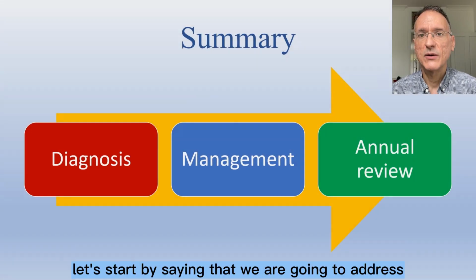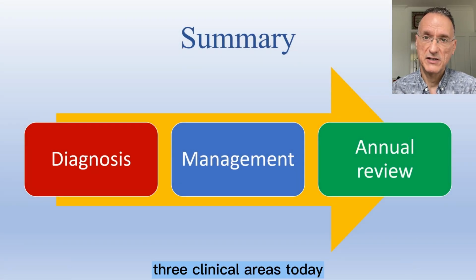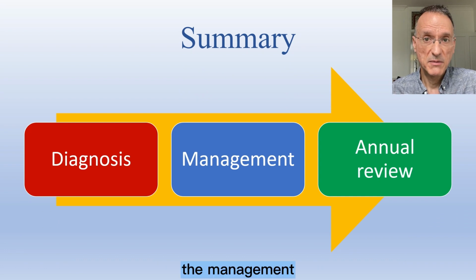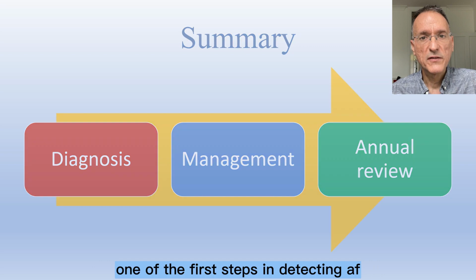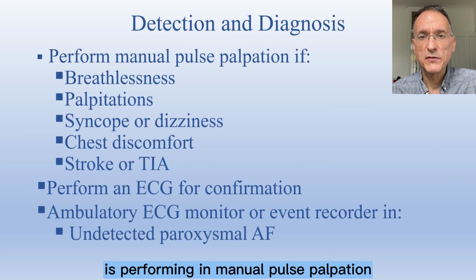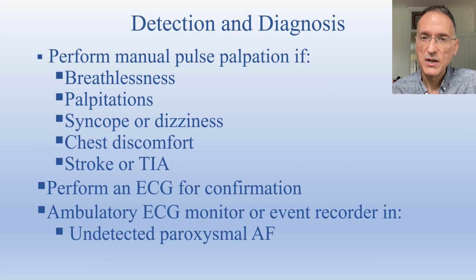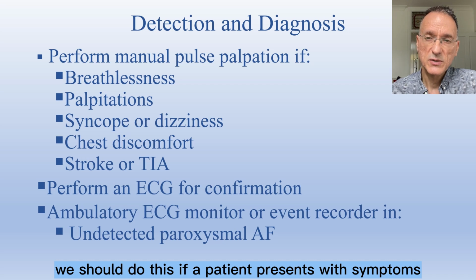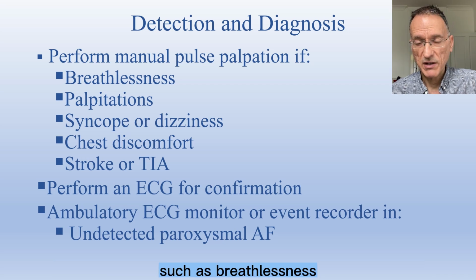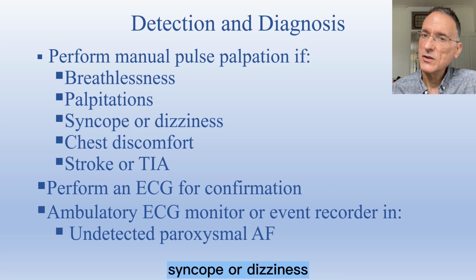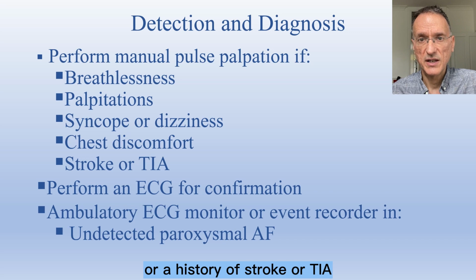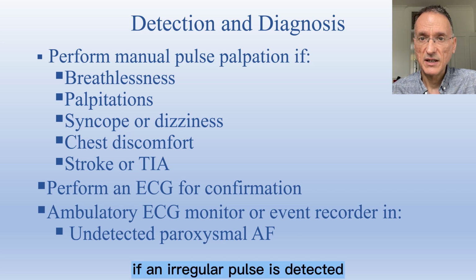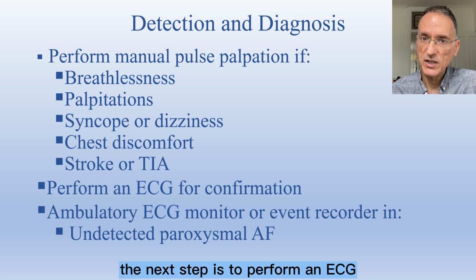Let's start by saying that we are going to address three clinical areas today: the diagnosis, the management, and the annual review of a patient with AF. One of the first steps in detecting AF is performing a manual pulse palpation. We should do this if a patient presents with symptoms such as breathlessness, palpitations, syncope or dizziness, chest discomfort, or a history of stroke or TIA. If an irregular pulse is detected, the next step is to perform an ECG, which will help confirm the diagnosis.